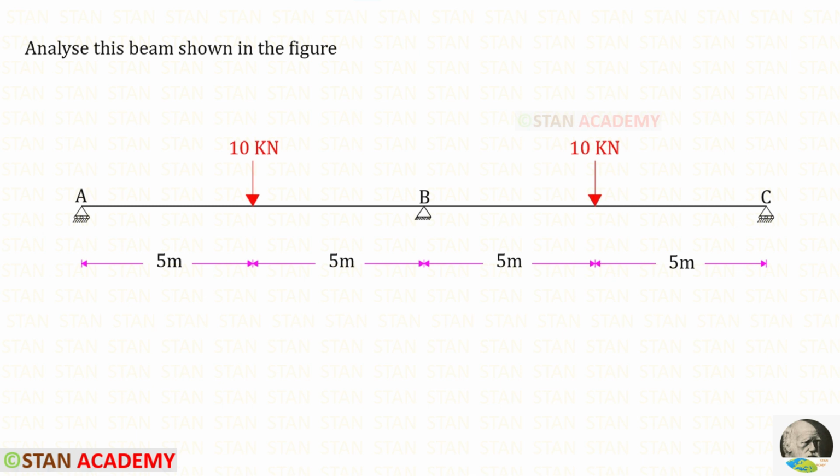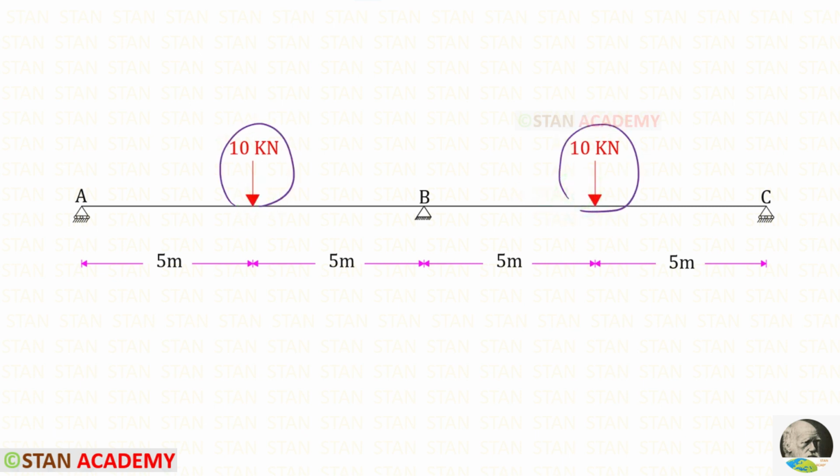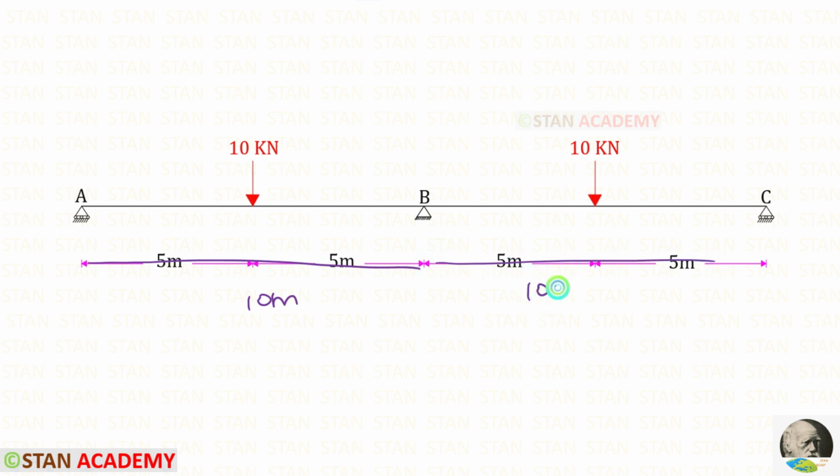Hello everyone. Today we are going to analyze this beam using the consistent deformation method. In this beam there are two spans, span AB and span BC. There are 2 point loads of 10 kN. Both of them act in the center of the spans. Length of AB is 10 meters and length of BC is also 10 meters.